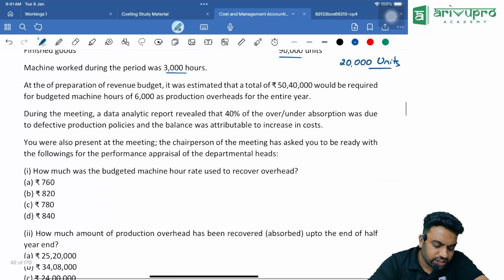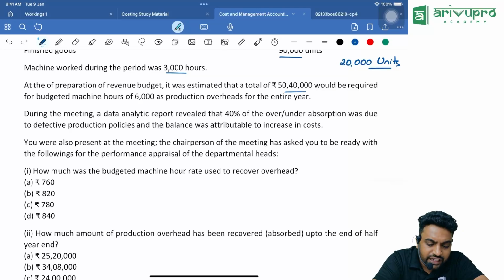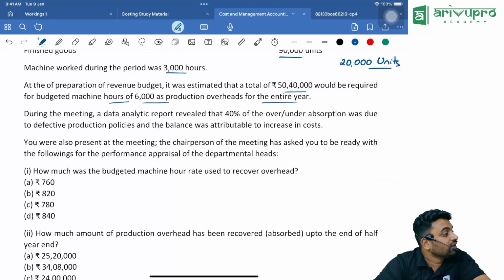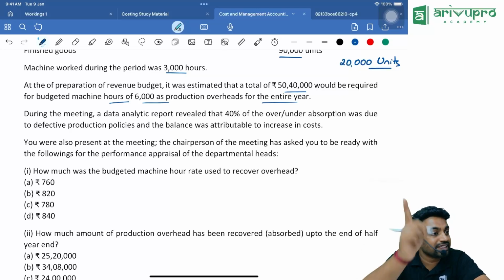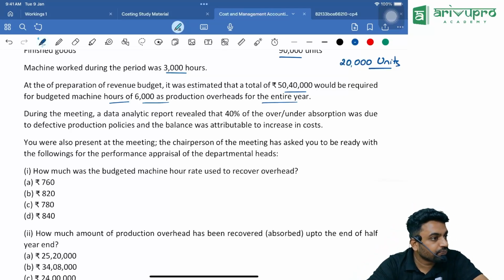At the preparation of the revenue budget, it was estimated that a total of 50,40,000 would be required as production overhead for the entire year, for budgeted machine hours of 6,000. Moral of the story, they have given budgeted overhead because the overhead recovery rate will be calculated on the basis of budgeted figures. Sir, what if we calculate on the actual figure? Then there is no point of under absorption or over absorption at all.